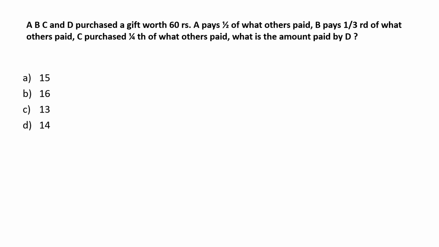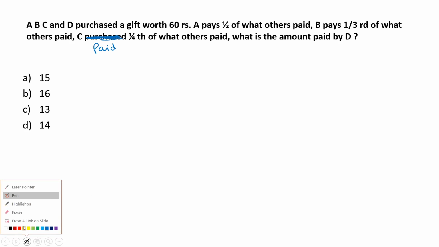Next one. A, B, C and D purchased a gift worth 60 rupees. A pays one half of what the others paid, B pays one third of what the others paid, and C paid one fourth of what the others paid. What is the amount paid by D? Here C did not purchase but paid; take it as paid.